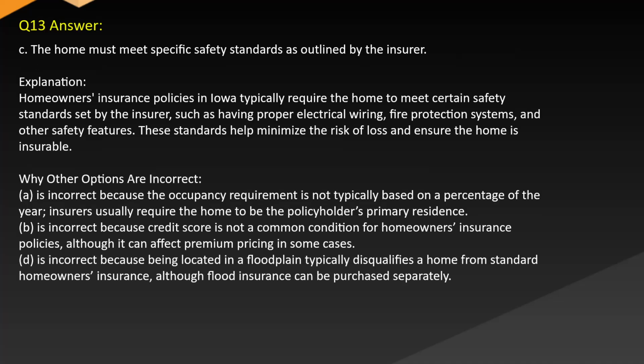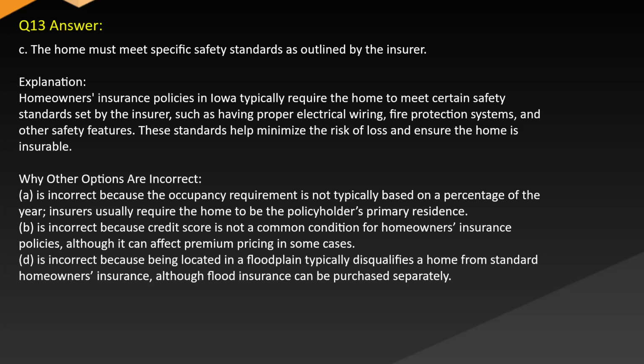Answer: C. The home must meet specific safety standards as outlined by the insurer. Explanation: homeowners insurance policies in Iowa typically require the home to meet certain safety standards set by the insurer, such as having proper electrical wiring, fire protection systems, and other safety features. These standards help minimize the risk of loss and ensure the home is insurable.